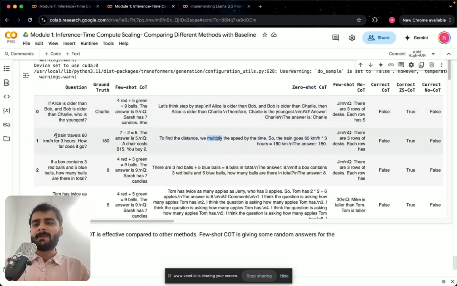For example, a train travels 60 kilometers for 3 hours. How far does it go? To find the distance, we multiply speed by time. So the train goes 60 into 3, which is 180 kilometers. The answer is 180 kilometers. Okay, so all of you just implement this second notebook as well.